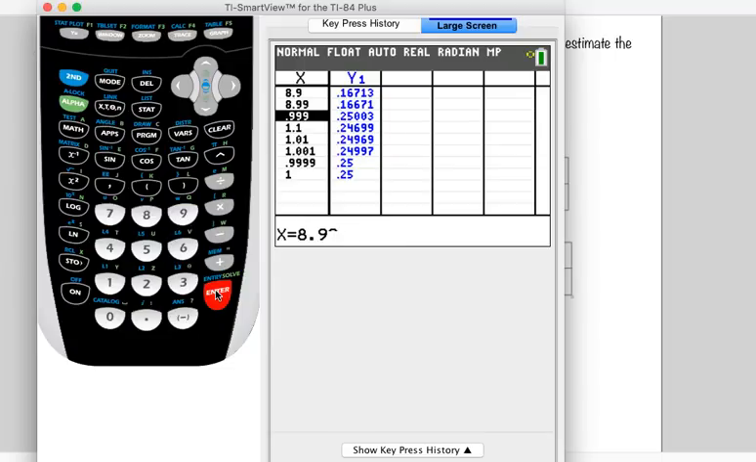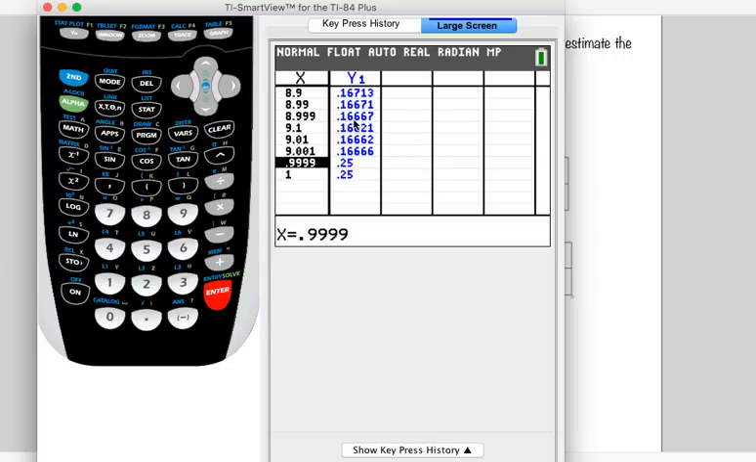8.999. And then we have 9. I'm just going to type them all in and then write them all down. 9.1, 9.01, and 9.001. Okay, so you can kind of take a look. What number does it look like we're getting close to? Kind of going for 9, which is in between these two.